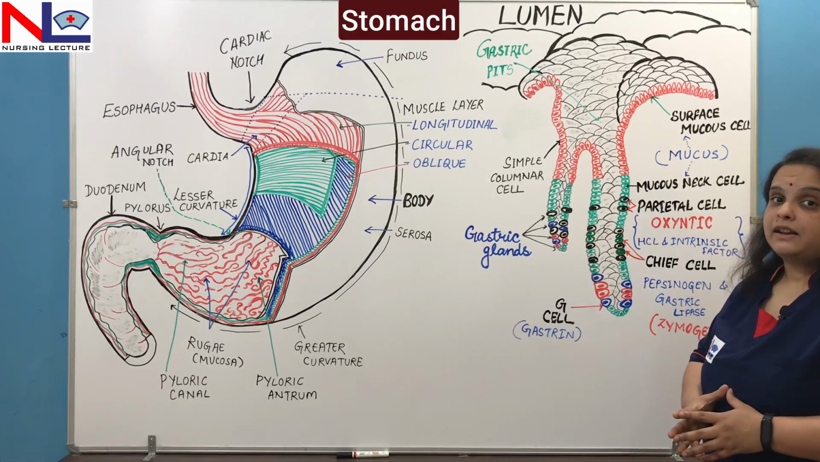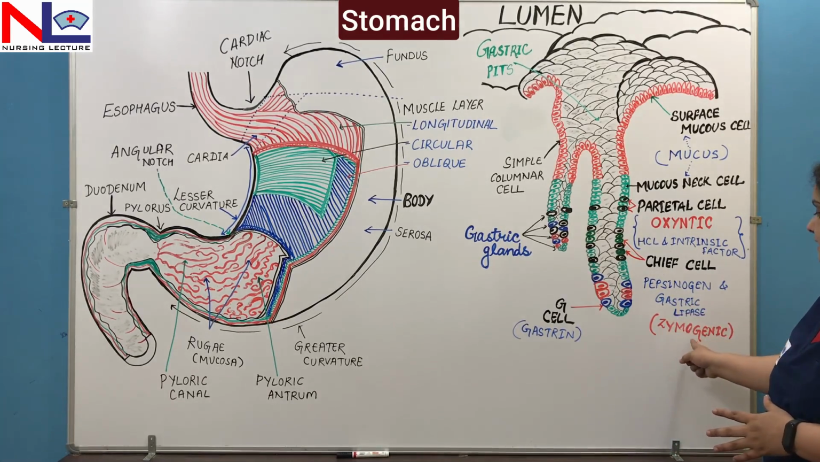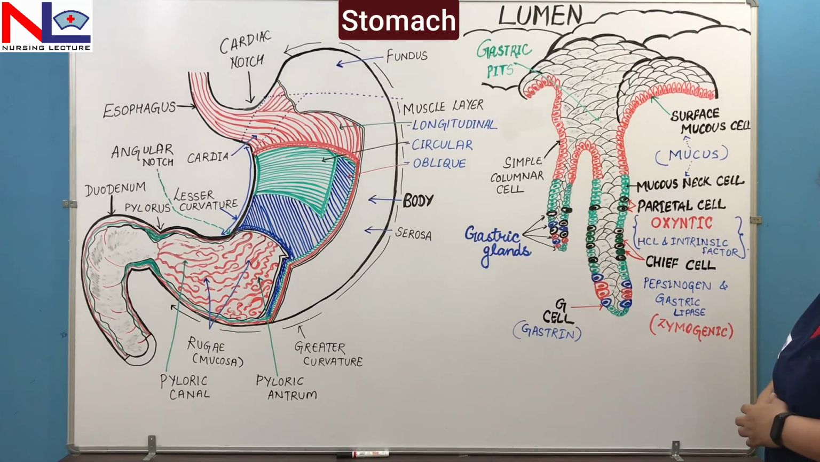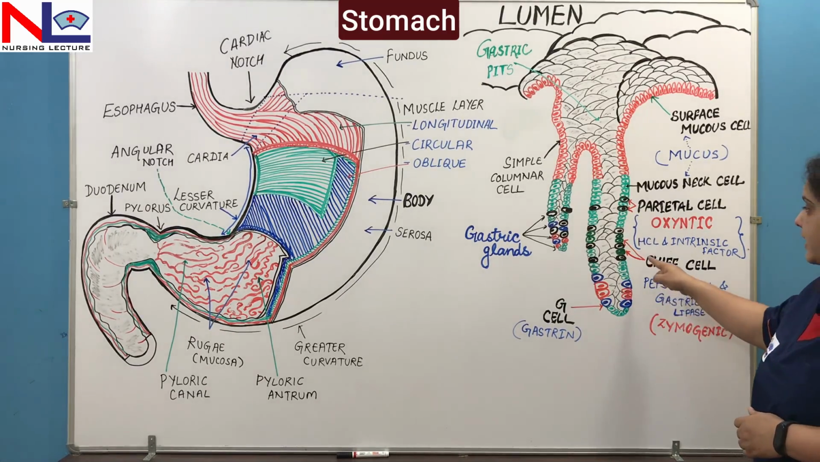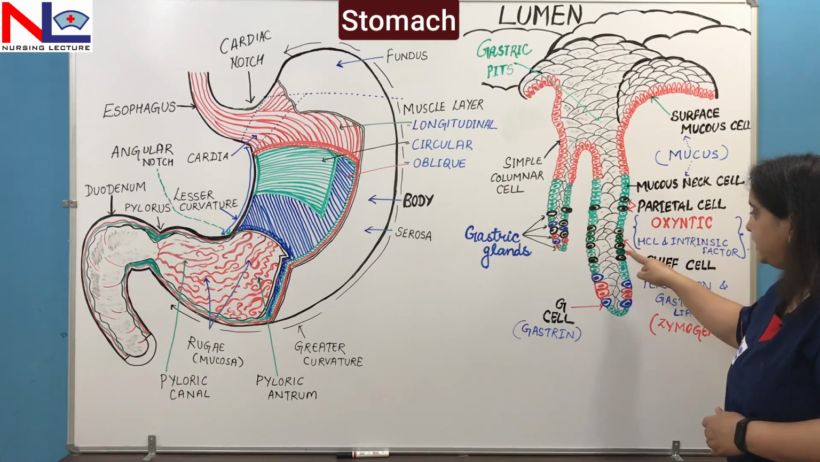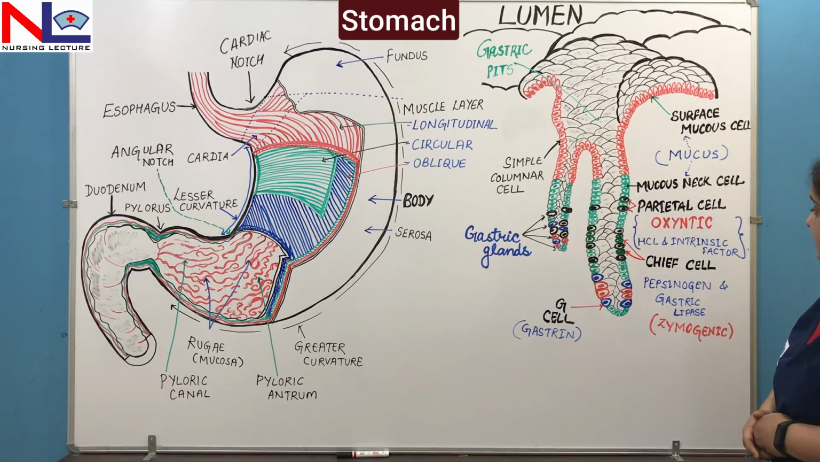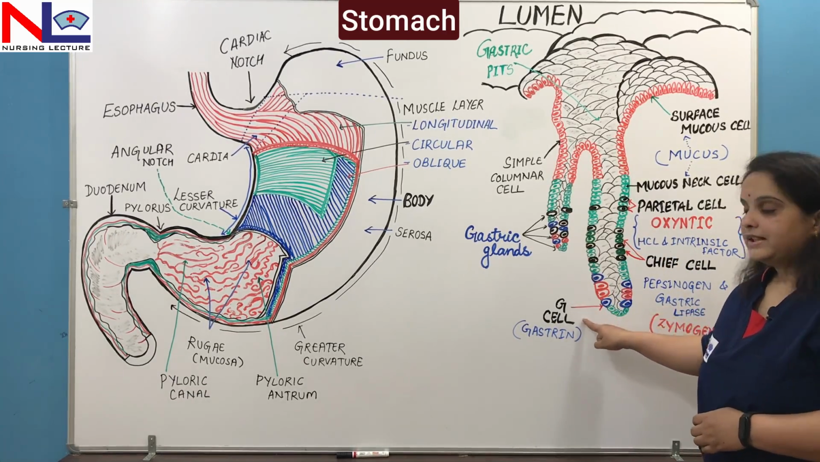Then come the chief cells, or peptic cells, or you can say zymogenic cells. These release pepsinogen and gastric lipase, which I have drawn in dark green. And the other type of cell is called the G cell.